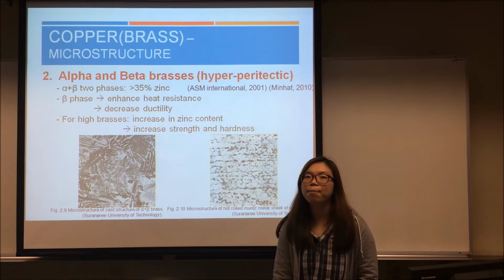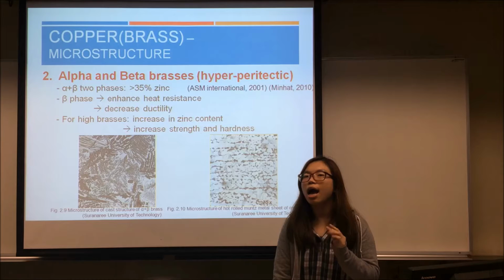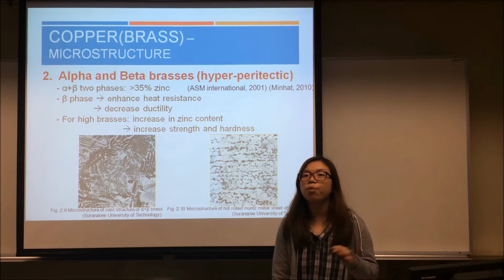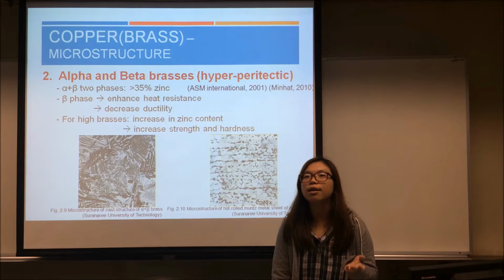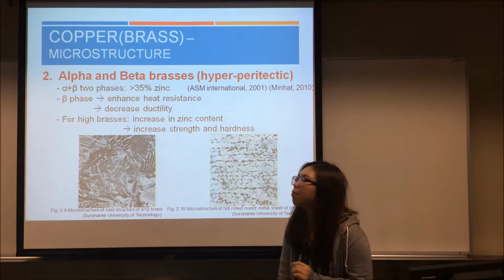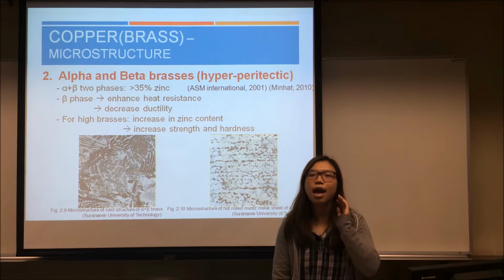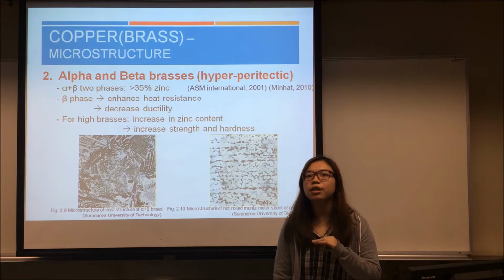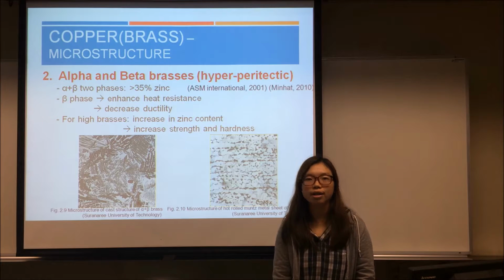Moving to the alpha and beta brasses. The alpha and beta two-phase structure of this brass has a high zinc content, more than 35% zinc, in which the beta phase gives the brass a higher heat resistance. For these brasses, the increase in zinc content increases the strength and hardness. However, ductility decreases due to the percentage of beta phase in the brass.